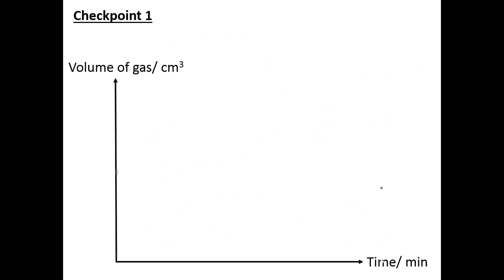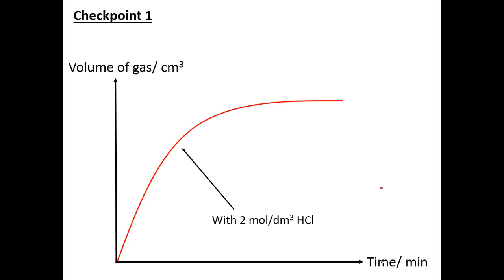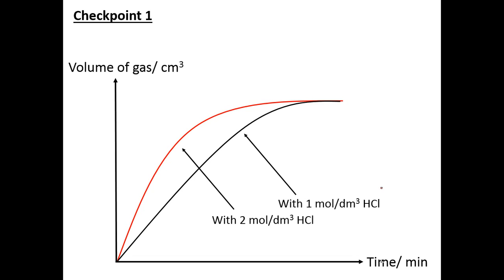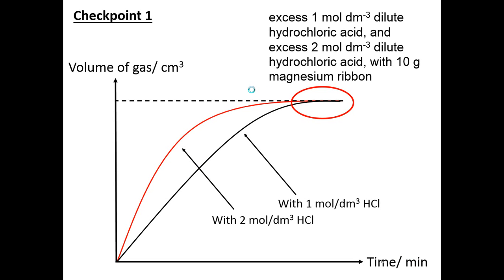So if you were to draw out the reaction, draw out the graphs with 2 mol/dm³ HCl, if this is the graph, the one with 1 mol/dm³ HCl would be below it, because you notice that the plateau is reached much faster. We hit the plateau much faster for the concentrated acid. We hit it much slower for the one with the more dilute acid.